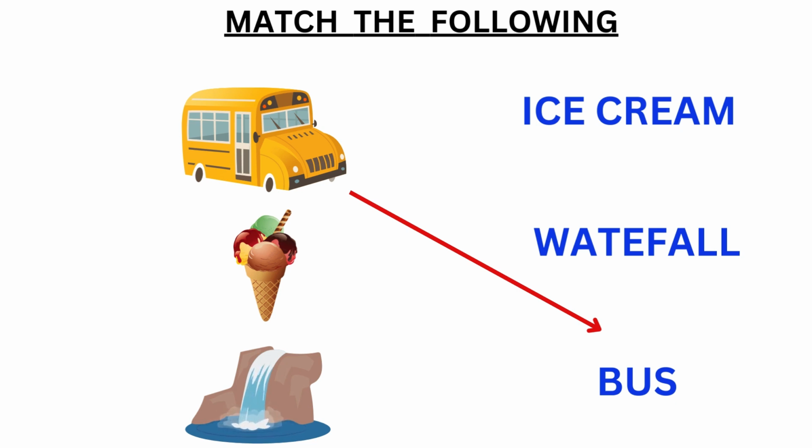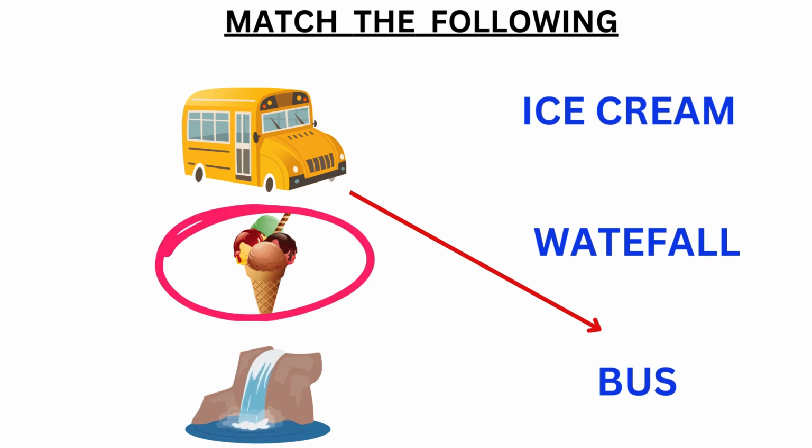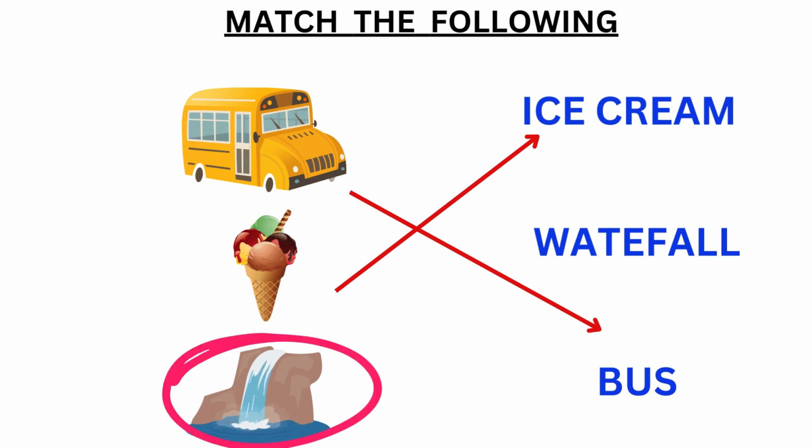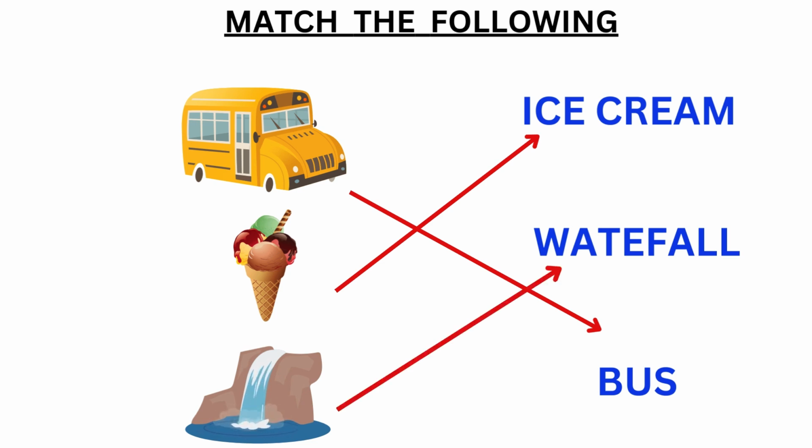Number 2, we have a delicious frozen treat enjoyed on hot days. What do we call this? It's the ice cream. Lastly, we have a beautiful place where water falls down from a high place. What's its name? It's the waterfall.